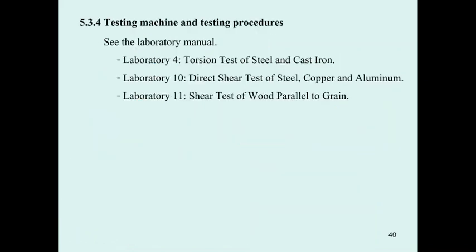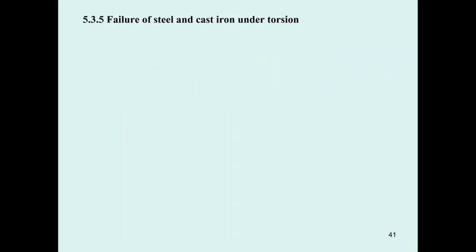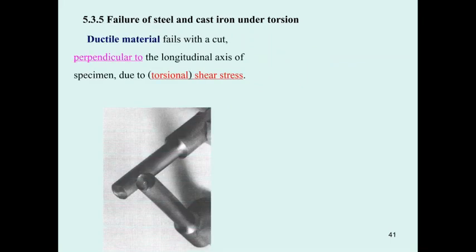And we have a total of three laboratories related to the shear test. One is the torsion. Okay, torsion of the steel and the cast iron. We will discuss this later. And the other one is direct shear. Okay, that is going to be the double shear. It's going to be the brass, copper, and aluminum. Okay, and the third one is the shear test of wood parallel to grain, and the failure of the specimen. Let's see.